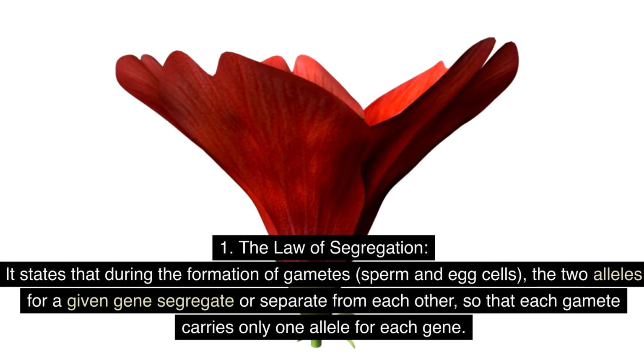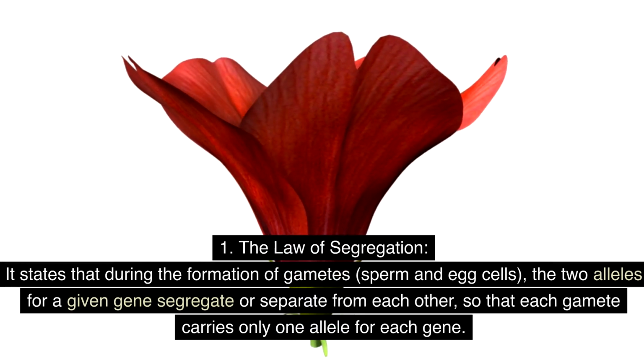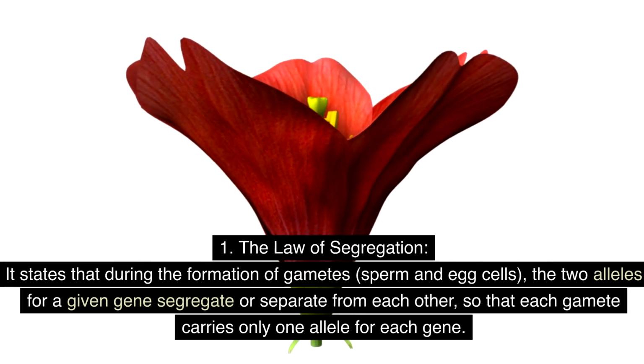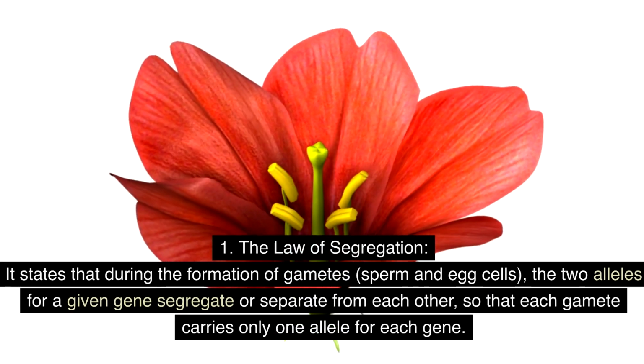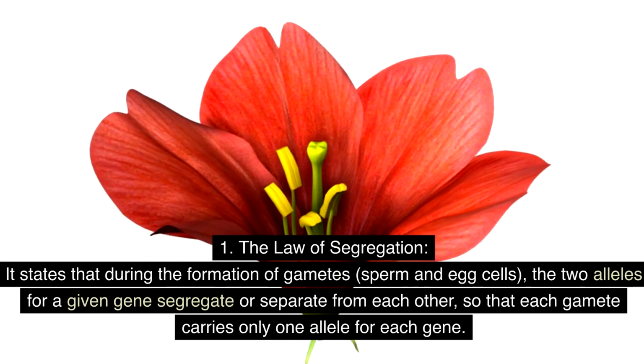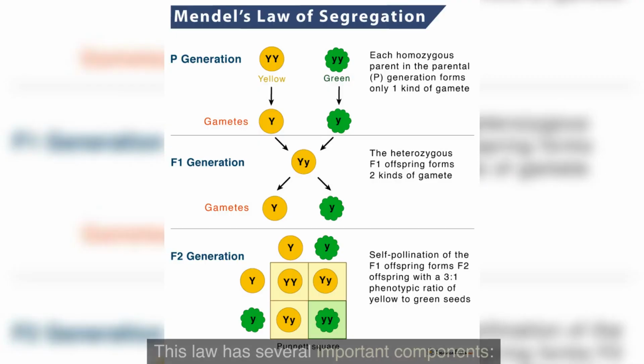1. The law of segregation. It states that during the formation of gametes, sperm and egg cells, the two alleles for a given gene segregate or separate from each other, so that each gamete carries only one allele for each gene. This law has several important components.